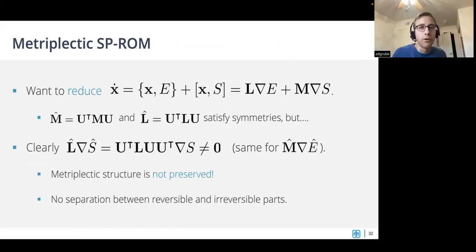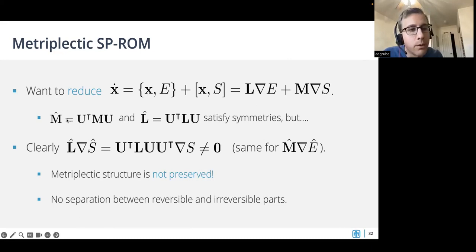Okay, so now this form brings up some unique challenges for model reduction that we didn't see in the purely Hamiltonian case. One way to see why is to think about what happens if we just apply the same procedure that we did before. So I want to reduce this thing. I'm going to apply the same matrix least squares plus Galerkin projection approach that I did before.